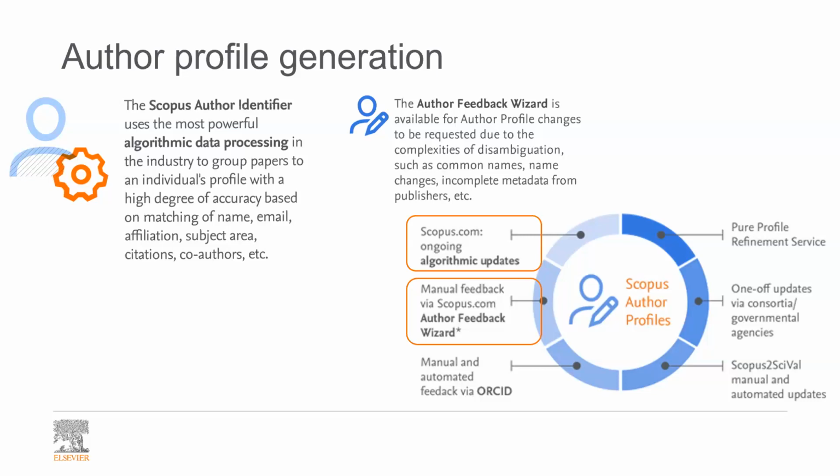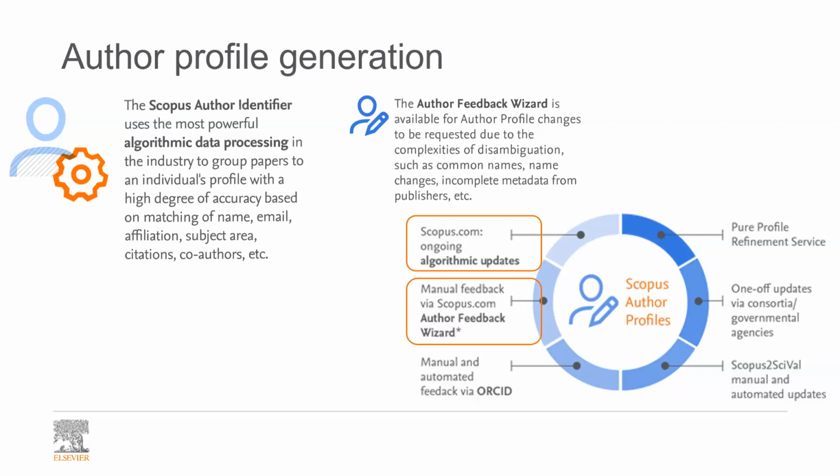So the Scopus author identifier uses very strong algorithmic data processing to group papers to an individual's profile with a high degree of accuracy, based on the matching of name, email, affiliation, subject areas, citations, co-authors, etc. The author feedback wizard is also available for you to make changes, because we know that our disambiguation technology is not always 100% accurate, especially when it comes to common names, name changes, and also incomplete metadata from publishers themselves.